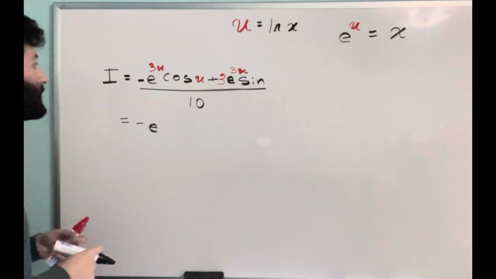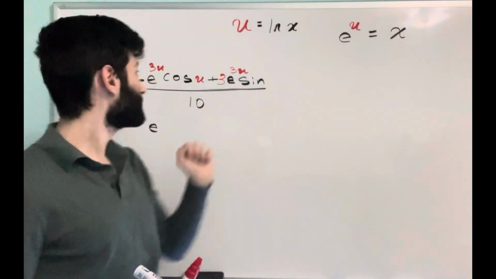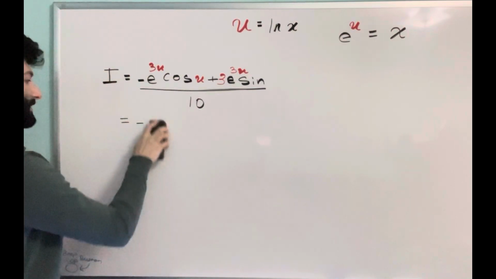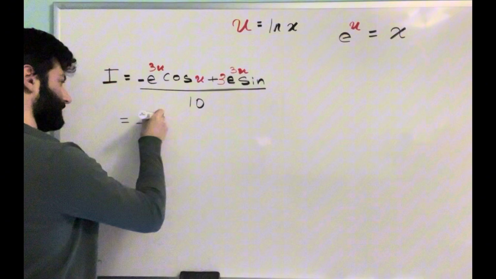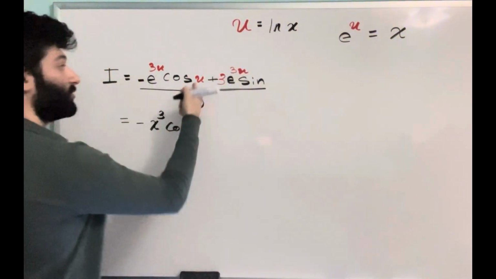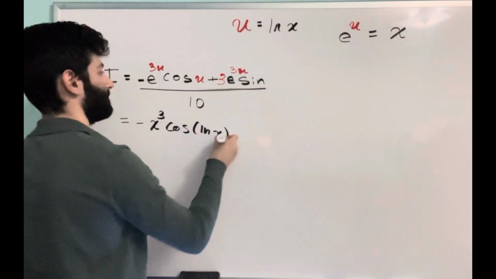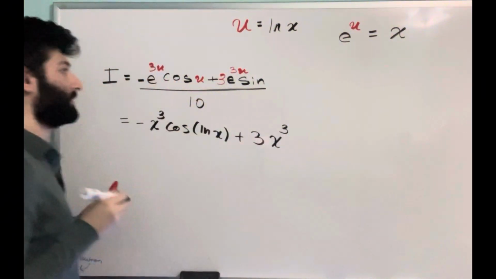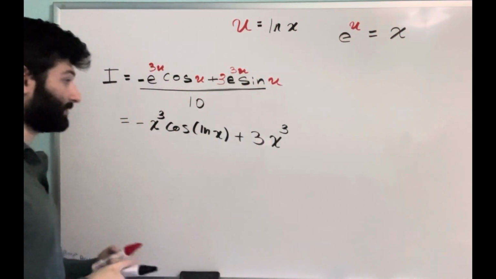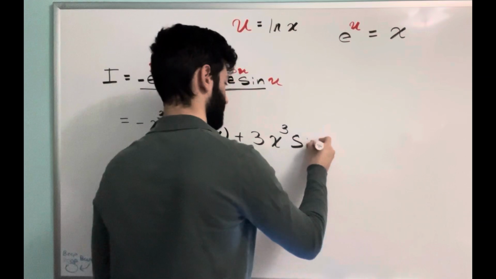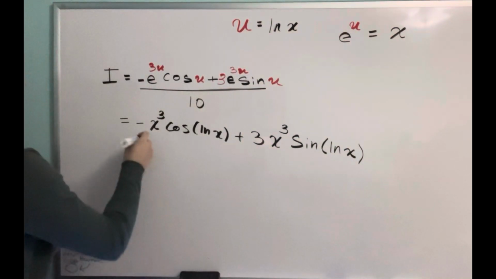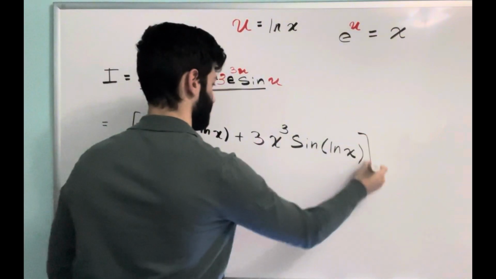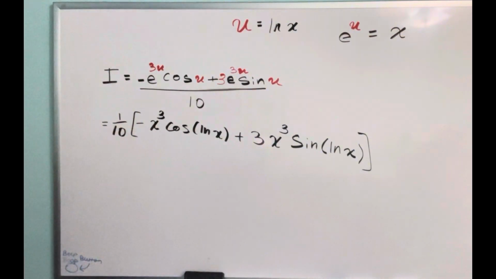And so we end up getting minus e to the 3u. Well, e to the u is x, so e to the 3u is x cubed. So this becomes a minus x cubed cosine of u, where u is ln of x, plus 3 e to the 3u, which is again x cubed, times sine of u, which is sine of ln of x, all divided by 10. And now we're done.